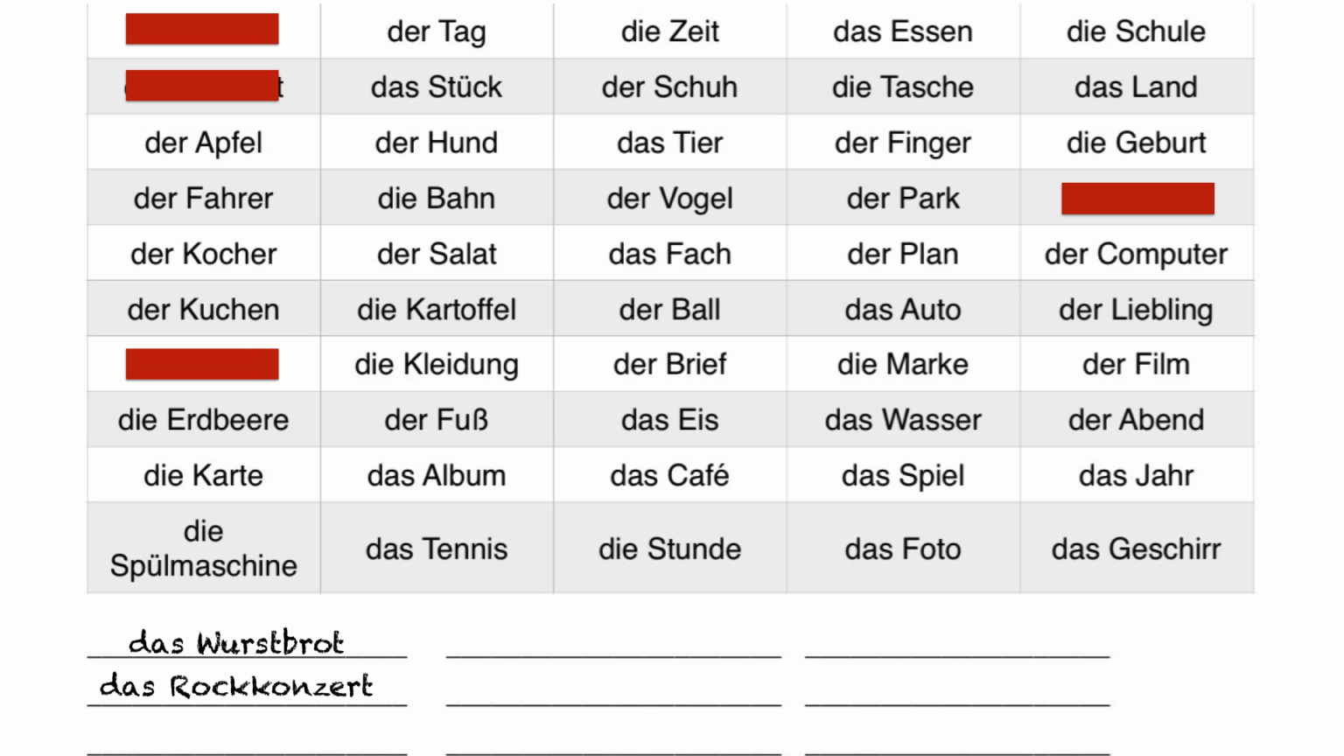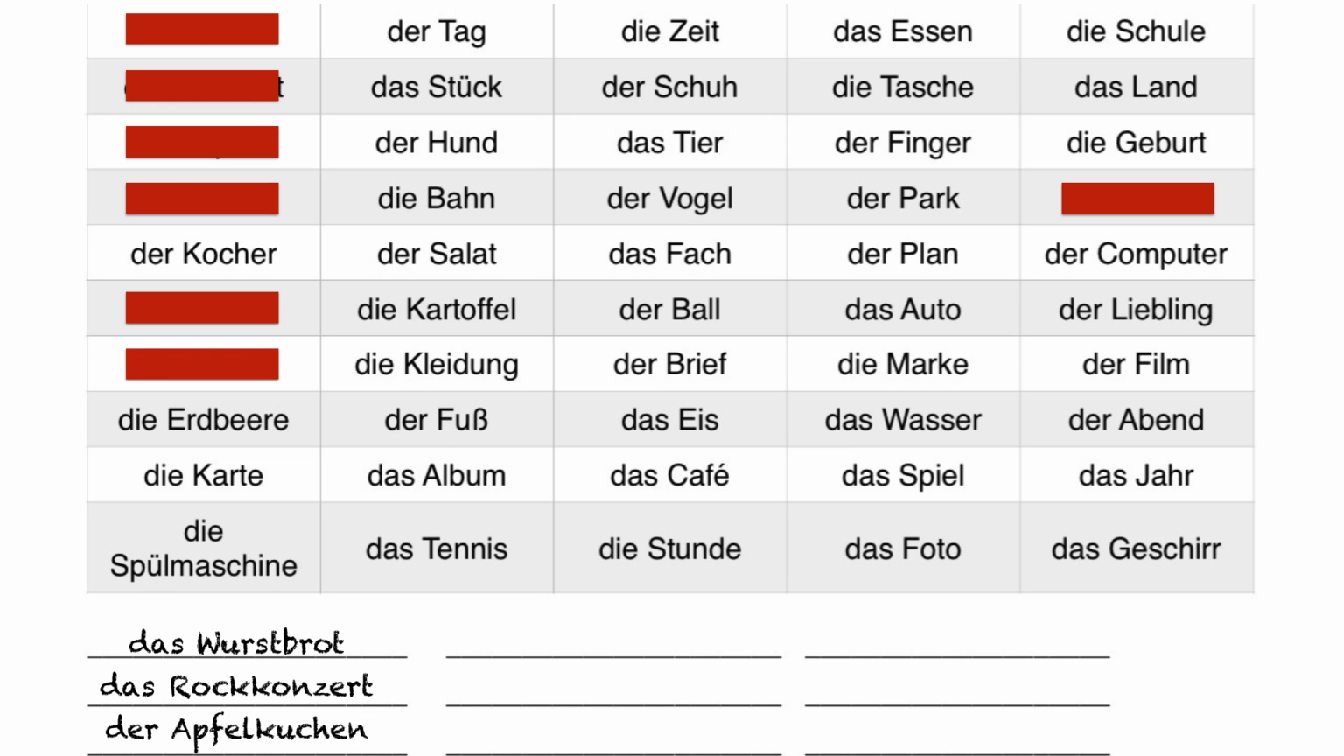Now we're going to take the word Apfel, der Apfel, the apple, and put it together with der Kuchen, the cake. Both of them are masculine nouns this time, so it's always going to be der Apfelkuchen, the masculine apple pie. Now we're going to take the word der Fahrer, the driver, and put it together with das Auto.